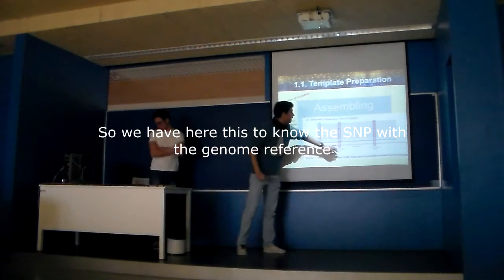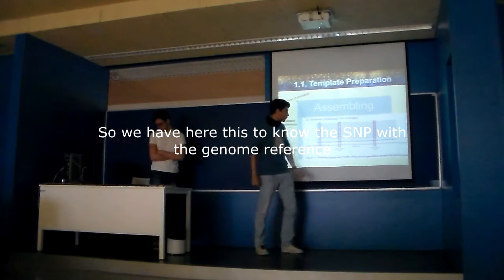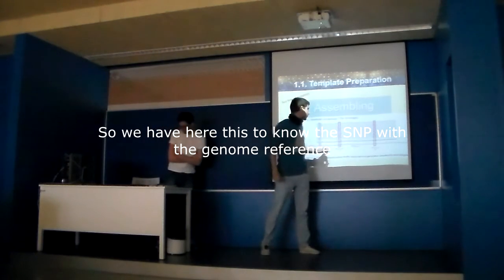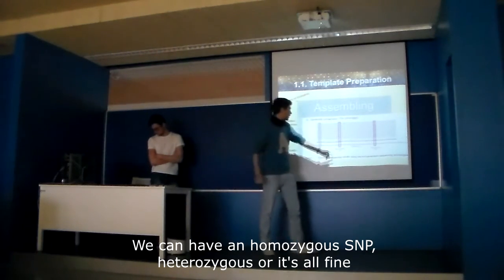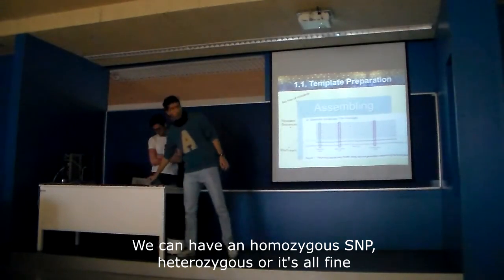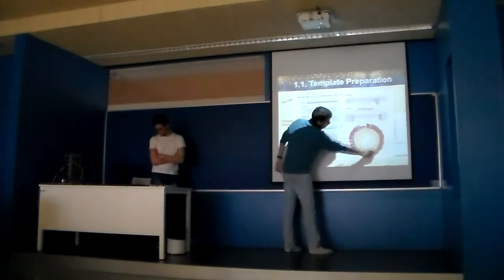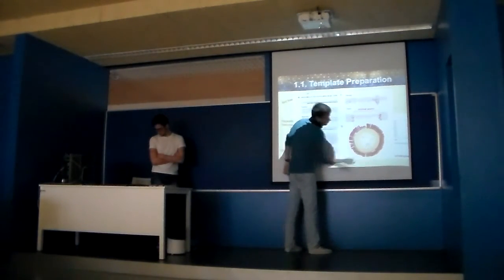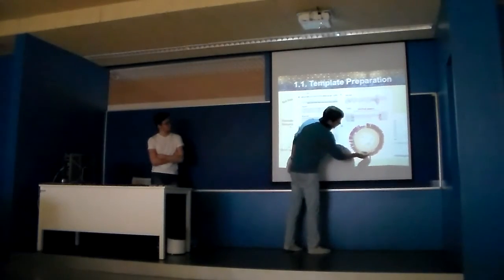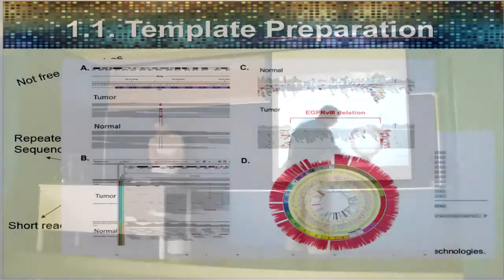Here, to know the SNPs with the genome reference, we can see whether we have a homozygous SNP, a heterozygous one, or it's all fine. We can use it, for example, in this same example, a tumor cell, tumor DNA, where there are a lot of repetitions. We can also see the deletion, and here is the graph that we saw with the teacher, but circularized. We have all the chromosomes here, and you won't see anything but I will explain. For example, we see that there is a trisomy in chromosome 7.